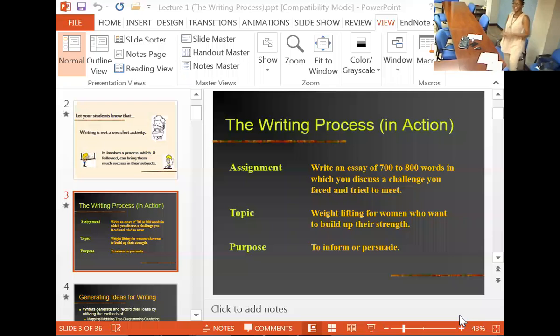Right, so the topic, weightlifting for women who want to build up their strength. So remember, it's a challenge that you face and met. The topic we're looking at is weightlifting for women who want to build up their strength. And the purpose, to inform, to persuade. So essentially, when we go all the way down, do we now have the purpose, the context, the audience?